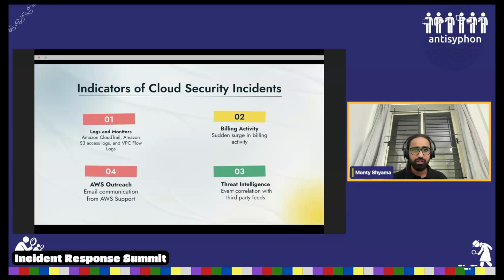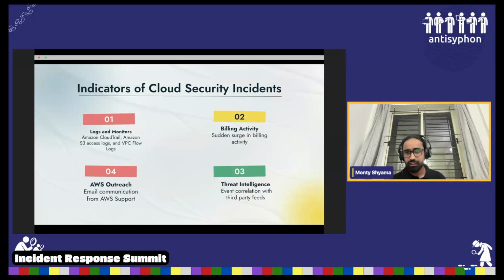The second indicator of a cloud security incident is a surge in billing activity. Oftentimes it happens that your EC2 instance gets compromised and crypto mining software is running on top of it to mine cryptocurrency. That can lead to a surge in billing activity and can also serve as a very high fidelity indicator of a cloud security incident.